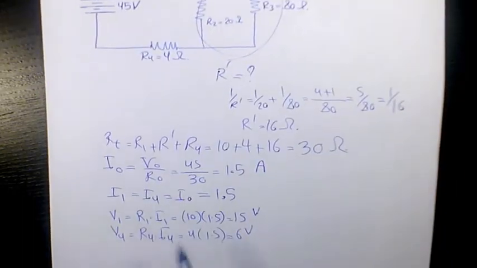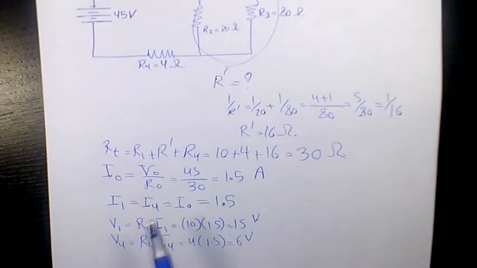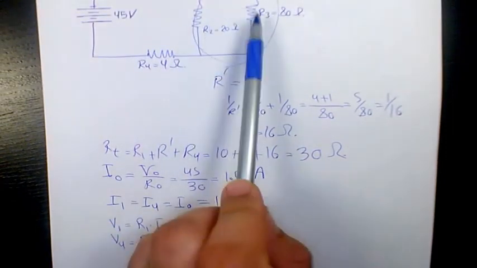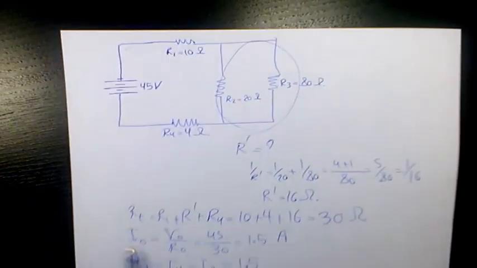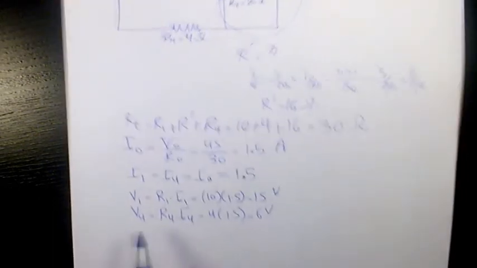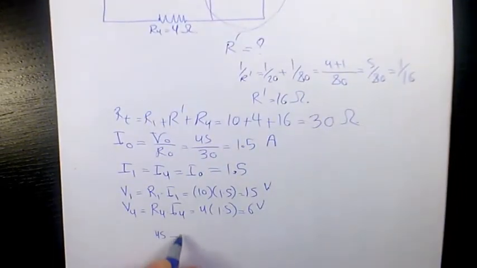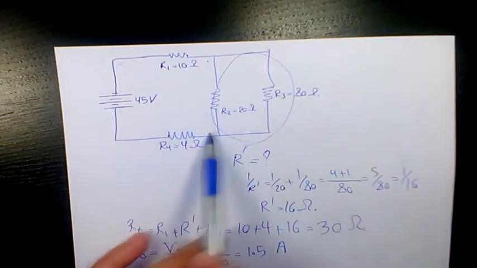The rest of it is going to be in here. So 45 minus 15 minus 6, it's going to be 24 volts. So this one is going to be 24 volts, and this one is going to be 24 volts.